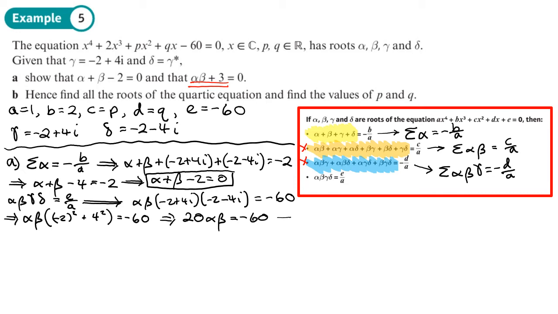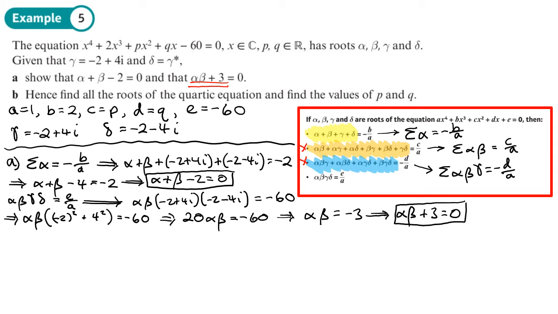Divide both sides by 20, we get alpha beta equals negative 3, and then we can move the 3 over and get alpha beta plus 3 equals 0. There's a second statement proved.